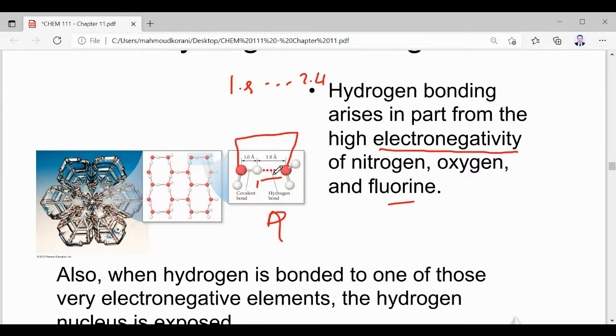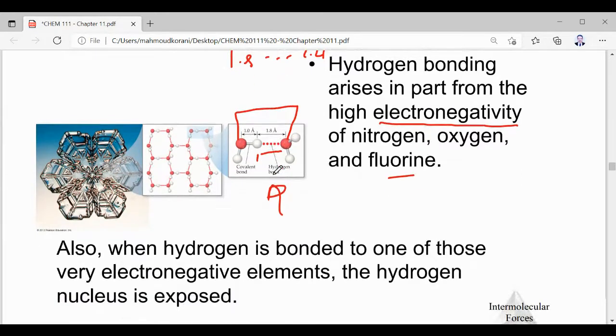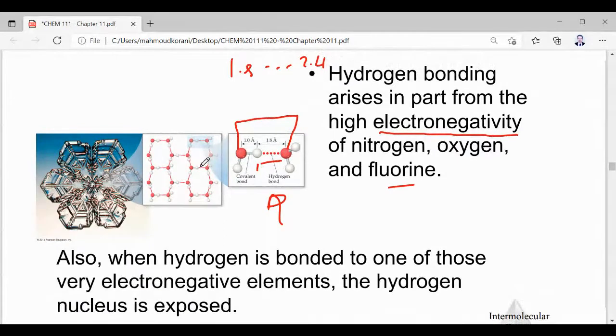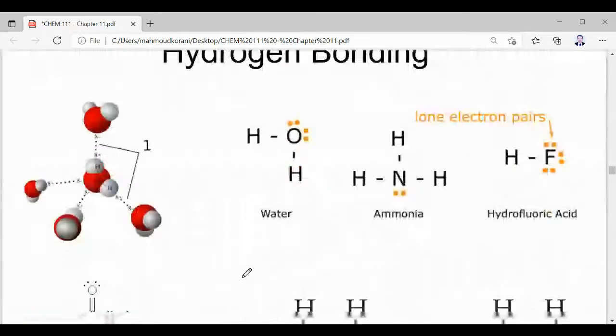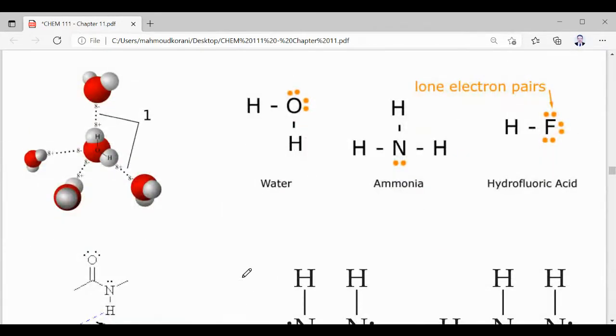Hydrogen bonding is responsible for many properties of water and of materials, like the boiling point and so on. We will discuss that later. This is water molecules, and the red dotted lines are the hydrogen bonding. Also, when hydrogen is bonded to one of those very electronegative atoms, the hydrogen nucleus is exposed to form the hydrogen bonding. This is many examples. This is again the water molecules, as you see.